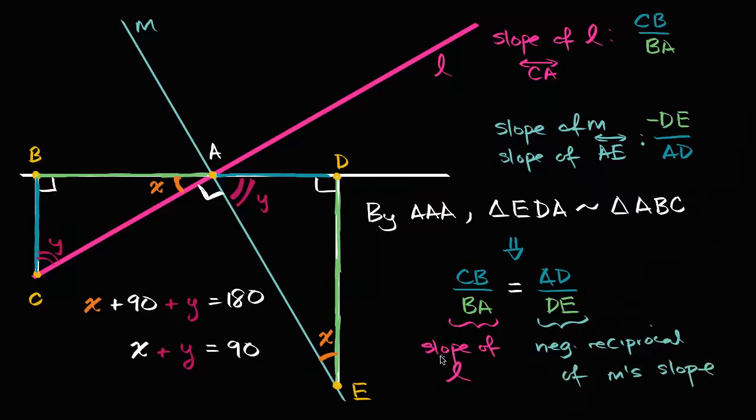We've just shown that if we assume these lines L and M are perpendicular, and we set up these similar triangles, we were able to show that the slope of L is the negative reciprocal of the slope of M.